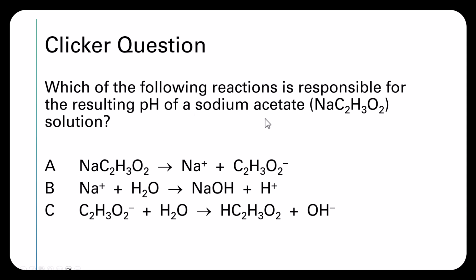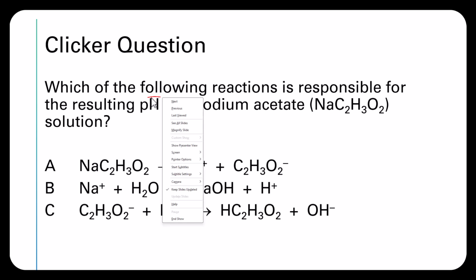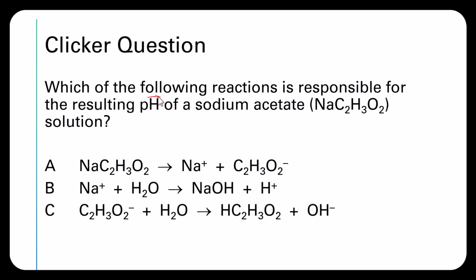Which of the following reactions is responsible for the resulting pH of sodium acetate? So take a look. Now, be careful with this. We're looking for the reaction that's responsible for the pH. Sodium acetate in water is going to dissociate completely. This is a completely soluble salt, but this dissociation is not what is changing the pH of the solution.